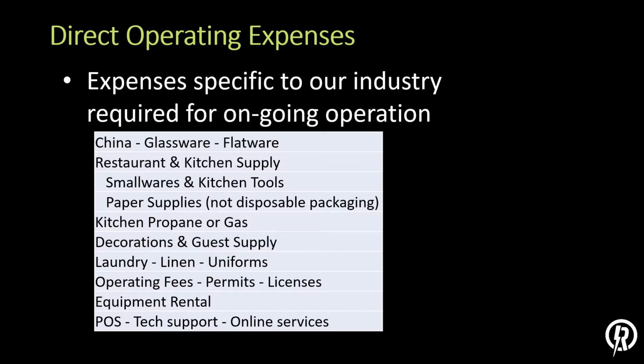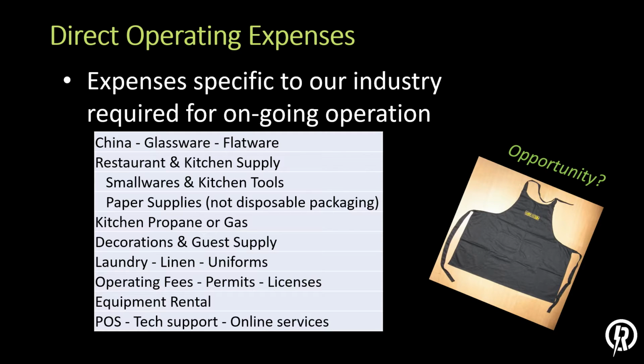For renting equipment, many restaurants will rent their dishwashers as opposed to buying the machine itself. That's something that you're going to find in direct operating. And then finally, the tech support, point of sale, online services, things like that, that's going to fall into direct operating expense. Now, linens, by the way, are one thing that we can be really efficient on. Might want to think about that the next time you grab 3 towels to go pick a spill up off the ground. Being efficient with all of these little things can add up over time.